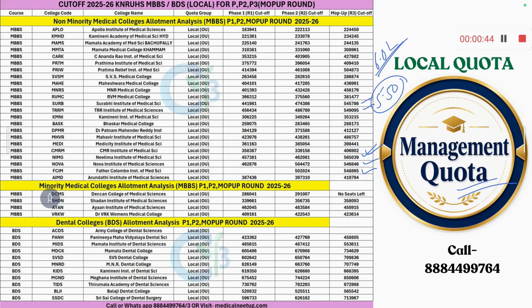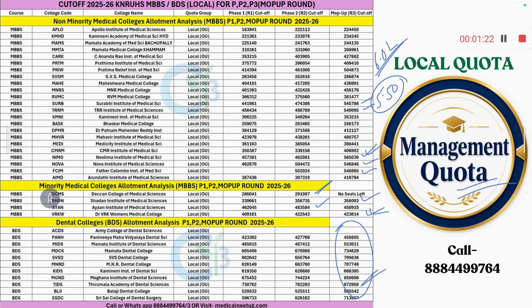Coming to the minority category seats, Deccan is quite famous, so it closed at 3 lakhs rank. In round 2 only, the seats got over. If you go with the Sadhan and Ayan colleges, Sadhan college has gone up to the rank of 3,58,000, whereas Ayan has gone in the second round up to 4,83,000. The Dr. VRK Women's Medical College, which is specially a Muslim minority women's college, has gone up to 4,23,000.